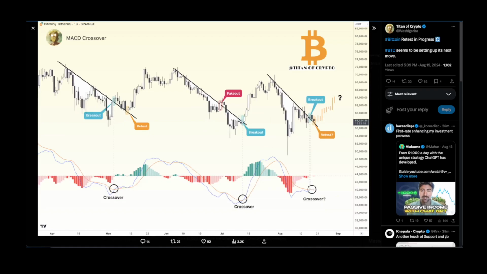But anyways, Mr. Titan is saying that Bitcoin retest is in progress and BTC seems to be setting up its next move. So guys, we have broken outside of that downtrend for BTC on a daily. We had the first obviously little pump, let's say, and now we are retesting this level as a support based on the technicals. That looks bullish, and this actually happened in here, right? So we had the first proper close above the downtrend, and then we had the retest as a support, right? Well, we haven't really had that in here, but that basically played before. Also on top of that, we've got a bullish crossover on a MACD on a daily chart for BTC, guys. So perhaps we are sitting on the verge of something legendary, guys.